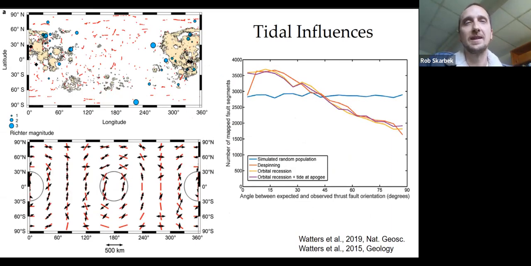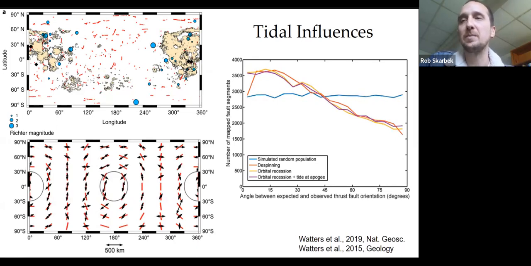If the faults formed under the influence of just thermal contraction, it would be an isotropic stress field and their orientation should be random, but that's not what's observed. So the top left map is the map I just showed, and the bottom left is showing the black double arrows, which show the average orientation of the scarps, and the red bars show their expected orientations if they form due to thermal contraction plus orbital recession stresses and also diurnal tidal stresses at apogee. Where the red and black lines overlap is where the faults have formed in the expected orientation. You can see that they don't all agree, but a lot of them do, significantly more than would be expected if the orientations were random.